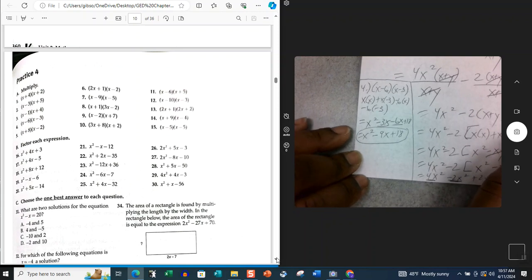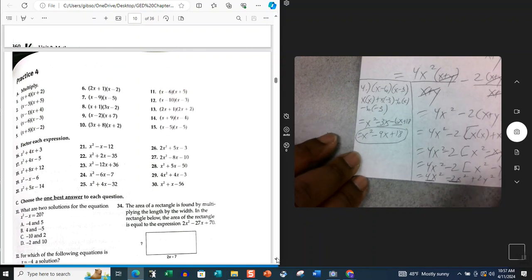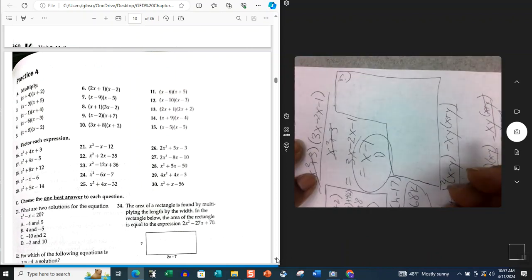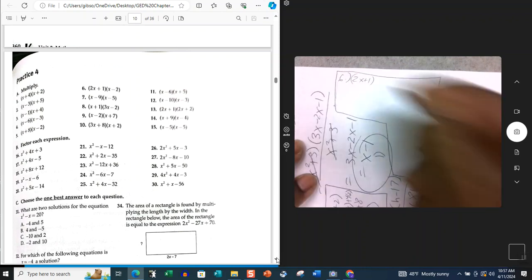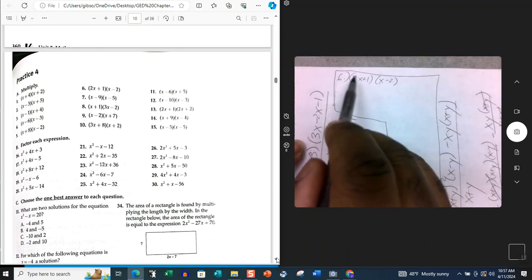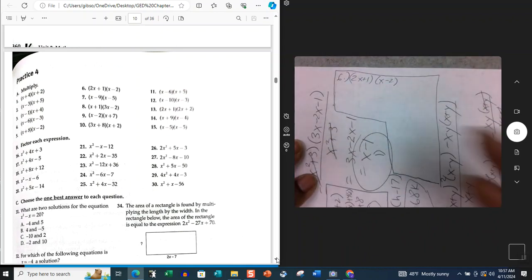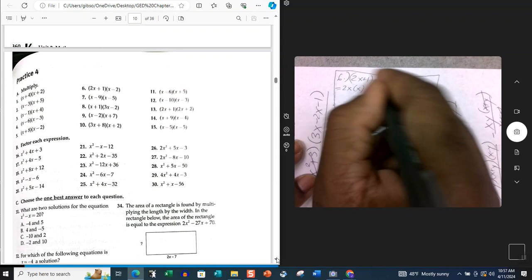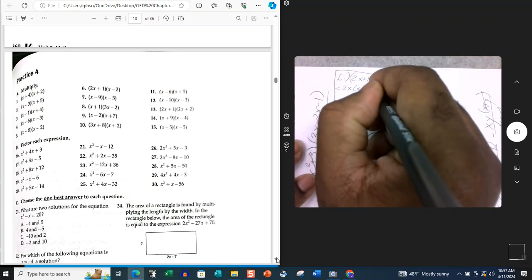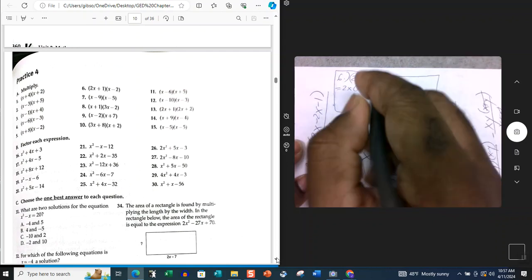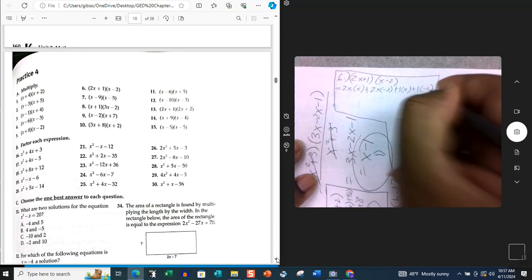Okay, now I'm going to move on to some of these other problems. Let's look at problem number 6. We have 2x plus 1 times x minus 2. This is a binomial times a binomial, so we still do the FOIL method. We take the front, 2x times x, and the outer, 2x times negative 2. We add an inner, plus 1 times x, and a last, plus 1 times negative 2.